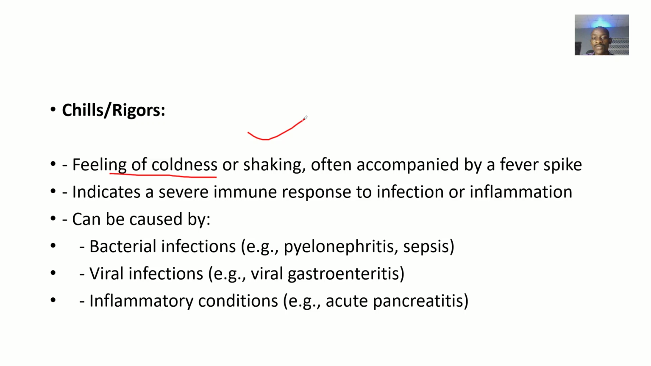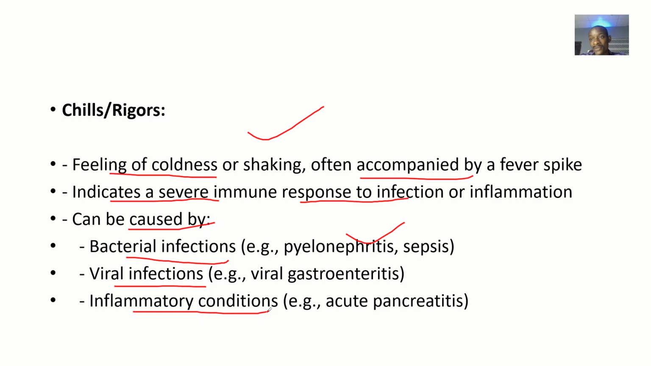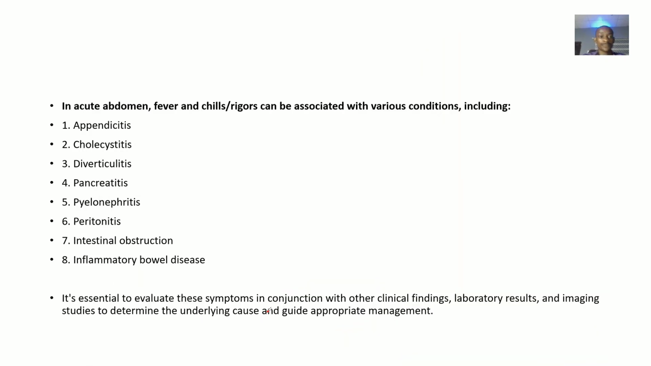So feeling of coldness and shaking, and this is often accompanied by what? A fever spike, okay? So if you are feeling cold and shaky, it indicates that there's a severe response to an infection or inflammation, all right? And it's mostly caused by what? Bacterial infections like pyelonephritis or sepsis. It could be viral infections like viral gastroenteritis, and it could be inflammatory conditions like what? Acute pancreatitis.